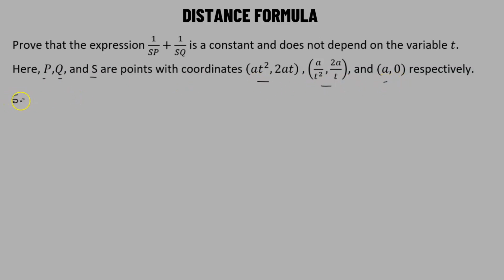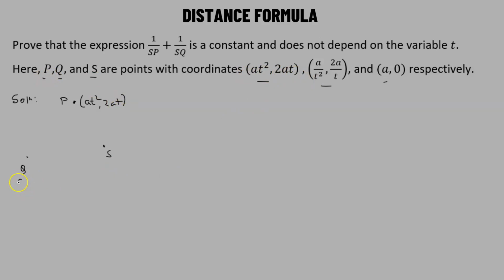Let us begin. So here let's say we randomly choose 3 points on this particular plane. We have point P, we have point Q, and we have point S. So we're just scattering it over the surface of this particular plane. So here point P, let's say this has the coordinate given by at squared and 2at. This is already provided to us. So P corresponds to at squared comma 2at.